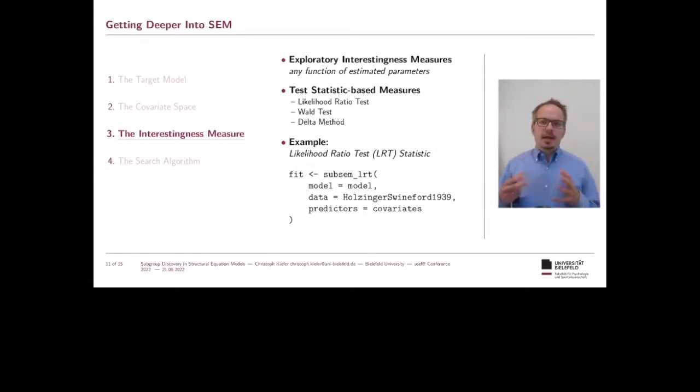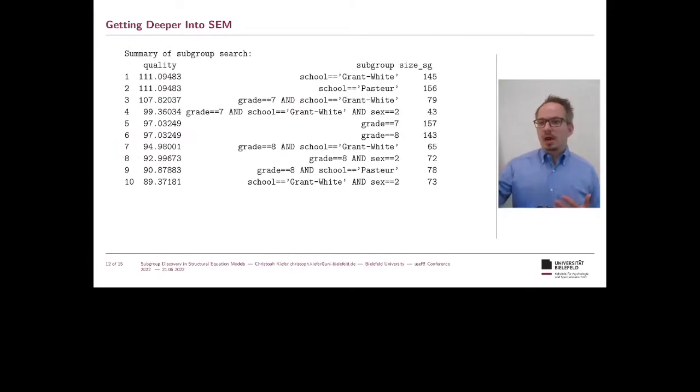For example, a likelihood ratio test comparing the estimated model for a subgroup to the estimated model for the whole sample would provide us with valuable information on how much better or worse the model fits to a particular subgroup. In R, we can use the subsamLRT function to use a likelihood ratio test statistic as an interestingness measure. Again, you have to pass the model syntax, data, and your covariate vector, and that is it. This should take a few seconds. And again, you get this output summarizing the subgroups and their respective LRT statistic.